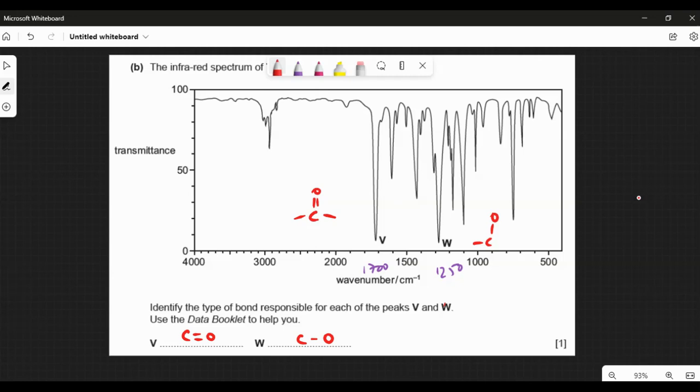It wants the bond responsible, so you can't just name the functional group, because that has that bond and that bond. You've got to be very specific. This bond causes the 1700 peak, and this bond is about 1250. One mark, piece of cake.